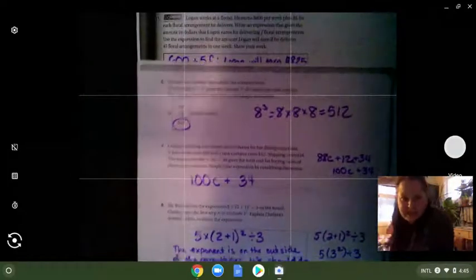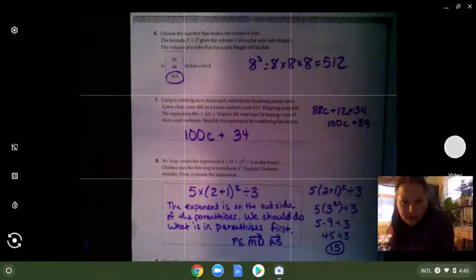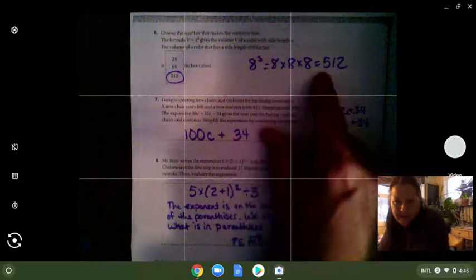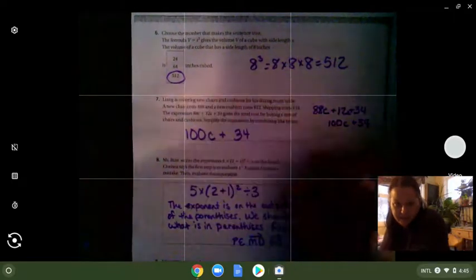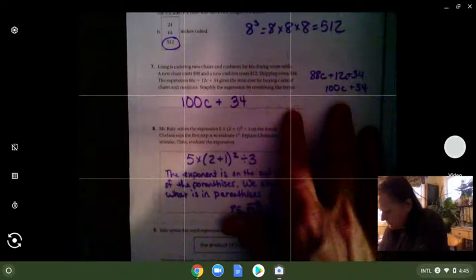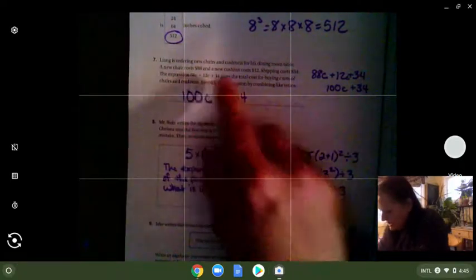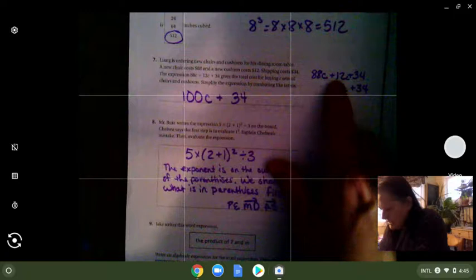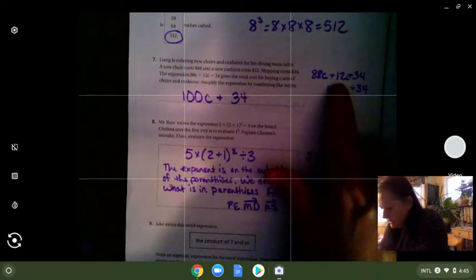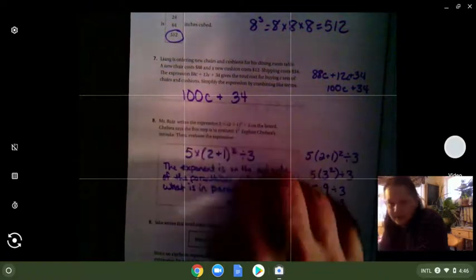Number 6 on the next page. Choose the number that makes the sentence true. So if we take 8 and cube it, we do 8 times 8 times 8, we're going to get 512. The next one, we are combining like terms. So what we are given is this expression, 88C plus 12C plus 34, and we combine the 88C plus the 12C, we get 100C plus 34.